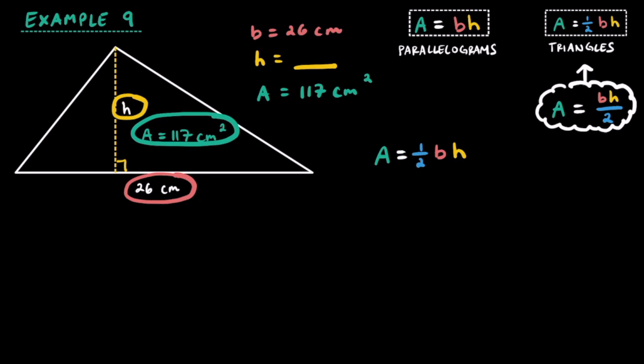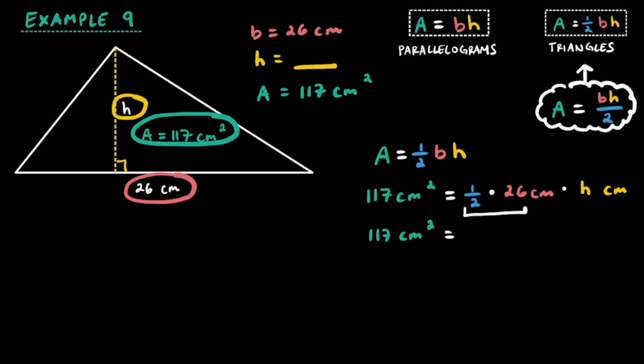Using the information that we were given, let's substitute in some values. On the left side, let's leave this 117 square centimeters alone. And on the right side, let's clean this up a little bit. So 1/2 of 26 is just equal to 13. So it's going to be 13 centimeters, and we're still going to multiply that by the h centimeters, which we don't know yet.